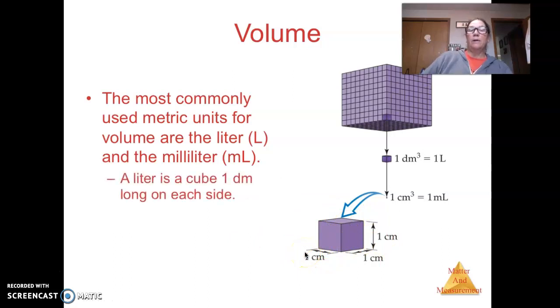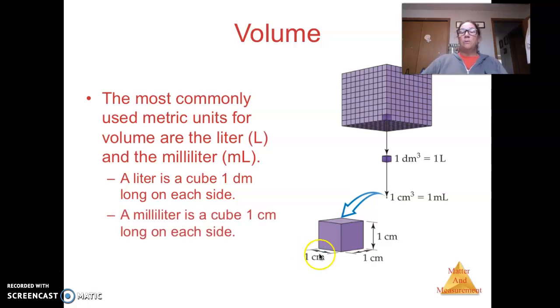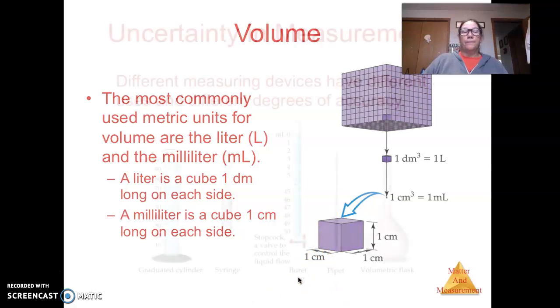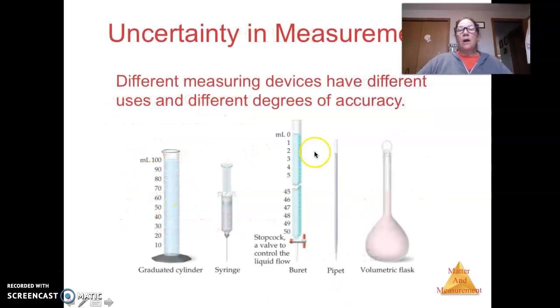Okay, and here they talk about a liter is a decimeter. A decimeter is one less than a centimeter. So if there's 100 decimeters, there's 1,000 centimeters, or if there's 10 decimeters, there's 100 centimeters. They move along that way, okay? But a milliliter, if you have a cube that's 1 centimeter by 1 centimeter by 1 centimeter, it would be 1 milliliter.